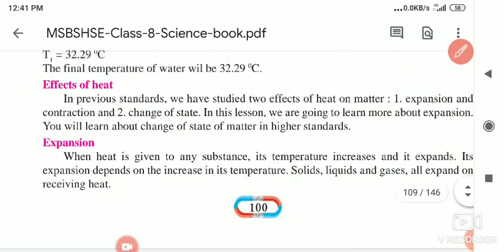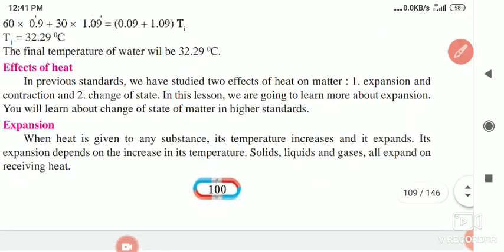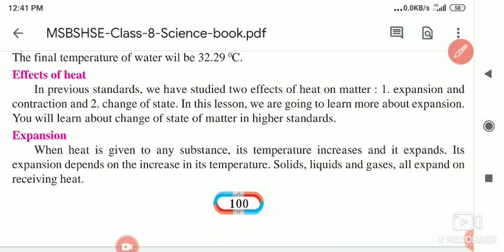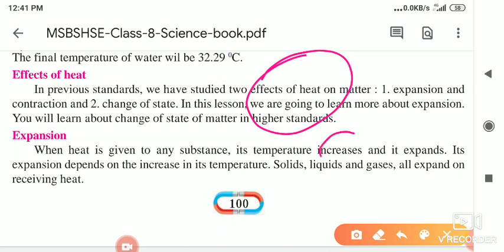Okay, now the next point is the effects of heat. In previous standard we have studied two effects of the heat. One, matter expands and contracts, and second is the change in state. So when we provide heat to the object, what happens? First of all, it expands or it contracts.